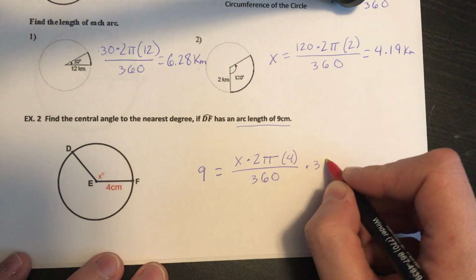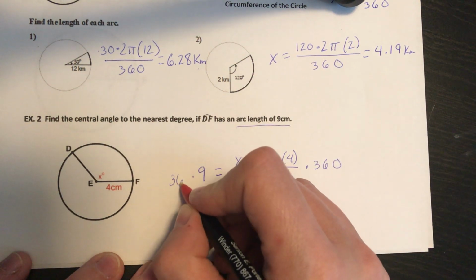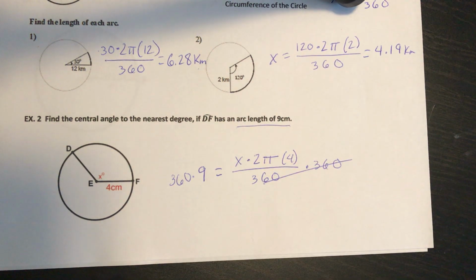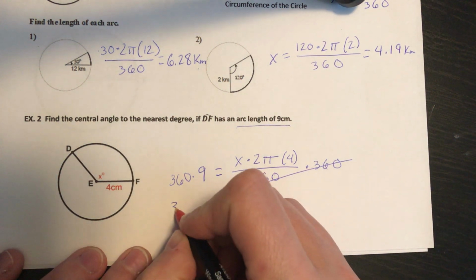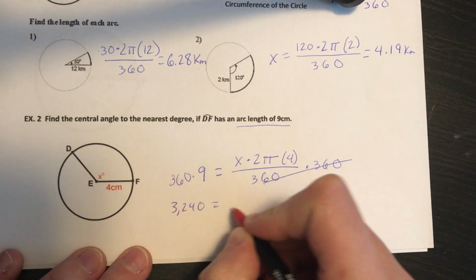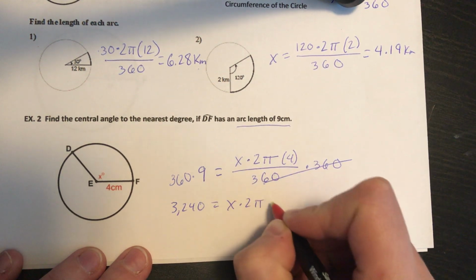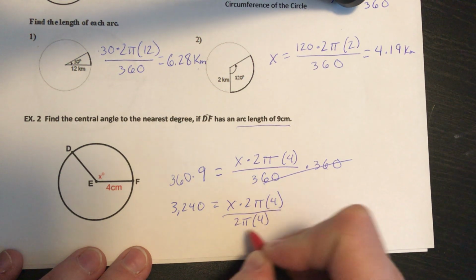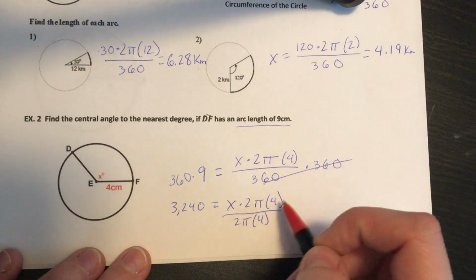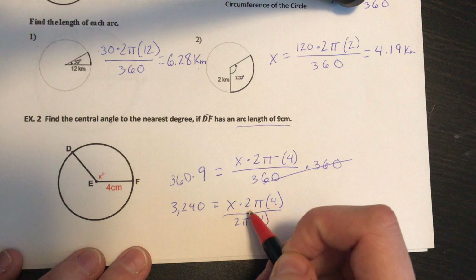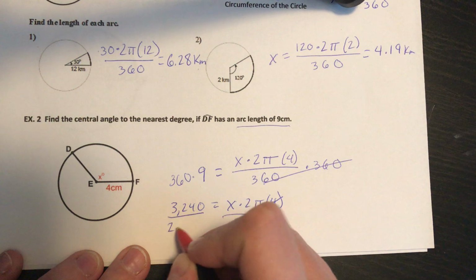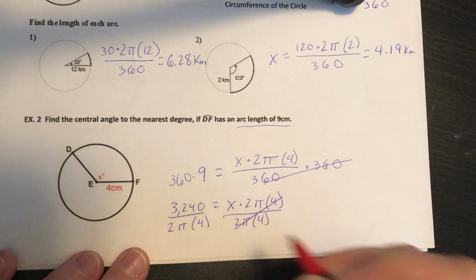So I'm going to multiply by 360, and then they'll cancel out. 360 times 9 is a big number, 3,240, equals x times 2 pi times 4. So I'm then just going to divide this whole expression on this side, because if we're multiplying, right, I can divide all of these at once, right? This is just 2 times 4, which is 8 pi. So I'm just going to divide both sides by this entire thing, okay?